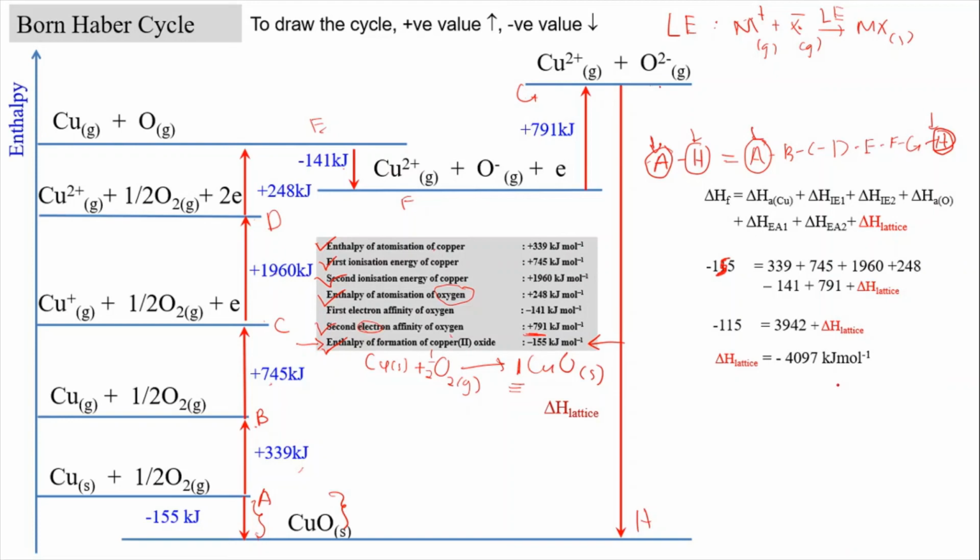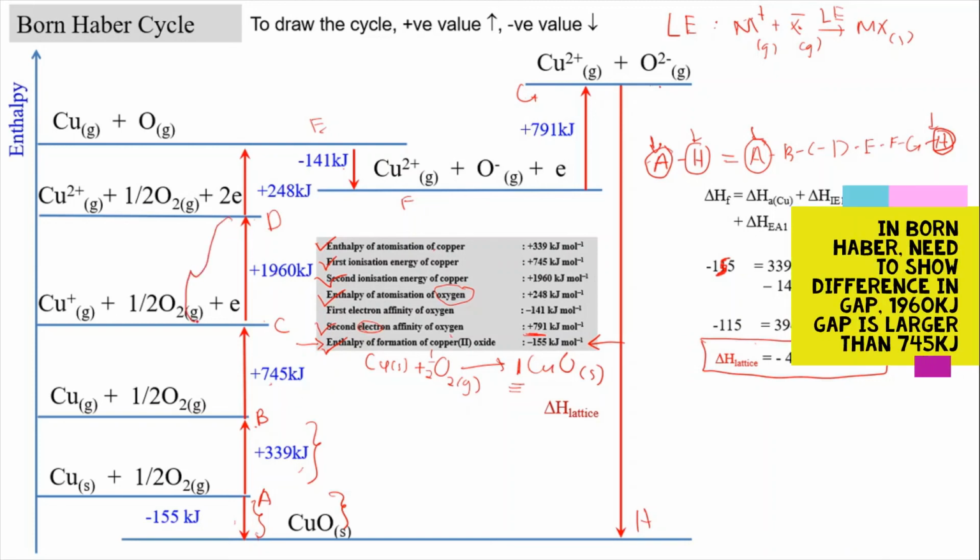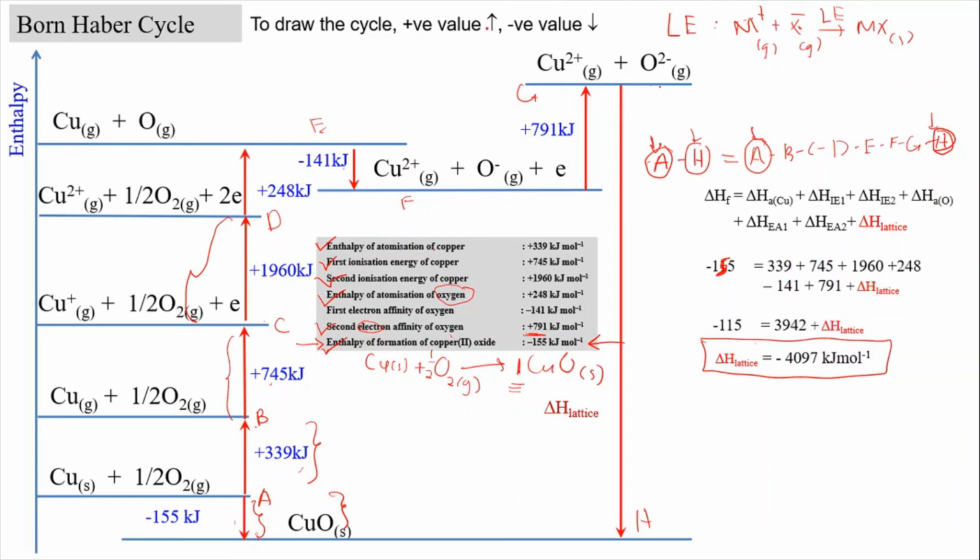So the answer that you got from the previous method, which is the energy cycle method, and the Born-Haber cycle method is the same. Okay, it's just the way that you construct it that is going to be different. And remember, for the Born-Haber cycle, it is important to show that there is a difference in gap. For example, the 155 gap is smaller compared to 339. And for 1000, as you can see here, the gap is bigger than 700 here. Okay, so for the Born-Haber cycle, remember, positive values go upwards, negative values go downwards. And the gaps also need to be distinguished.